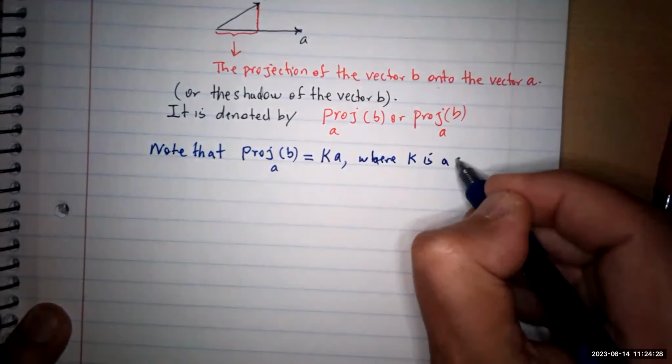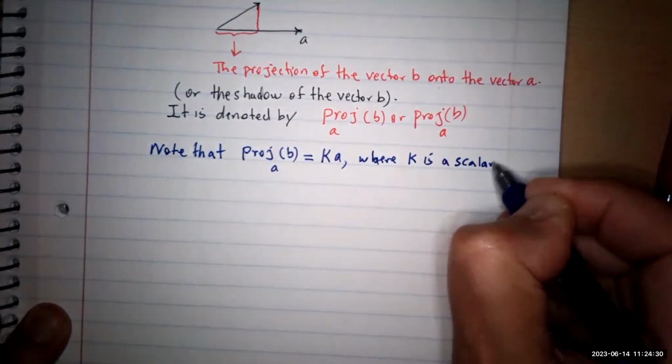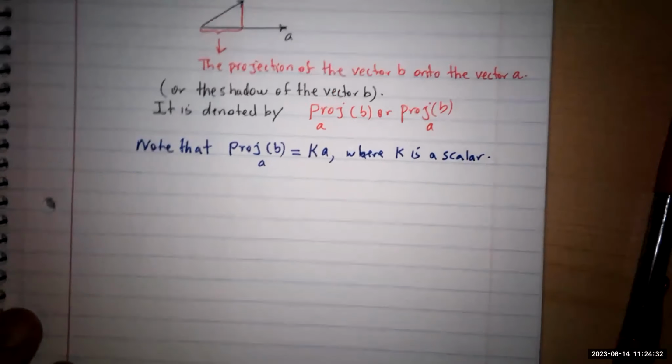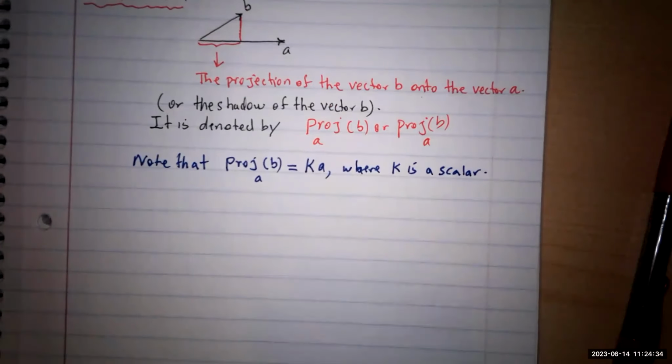Is a scalar, because they are parallel to each other. So one of them is going to be a scalar multiple of the other one. So that gives us a better idea. And so in order to get the formula, we have to find this K, if you like, to be able to get the formula.